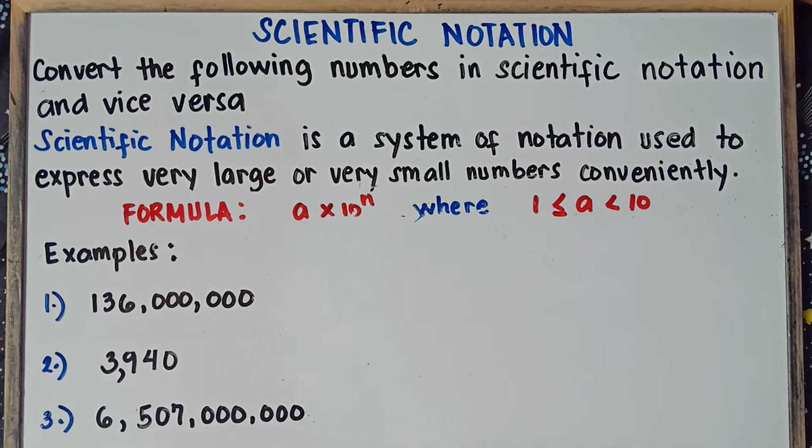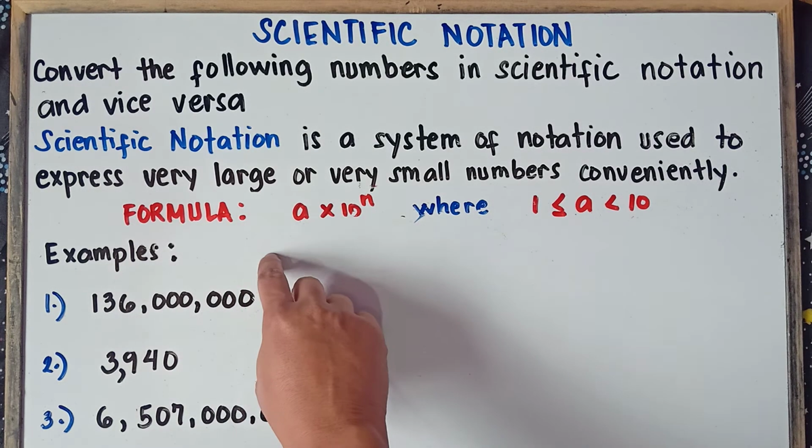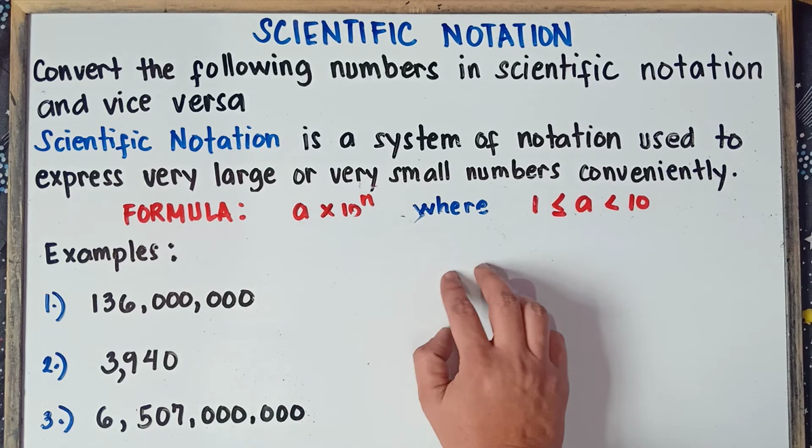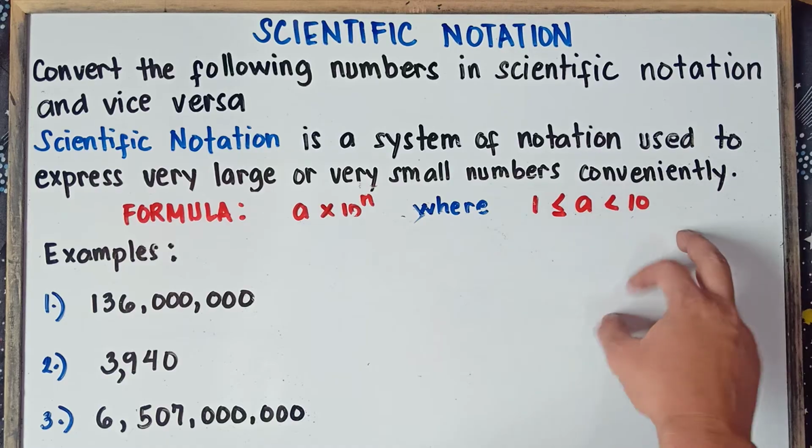Our topic for today's class is all about scientific notation, and we're going to convert the following numbers into scientific notation and vice versa. So without further ado, let's do this topic. Before we proceed to our examples, let's first define what scientific notation is. Scientific notation is a system of notation used to express very large or very small numbers conveniently.